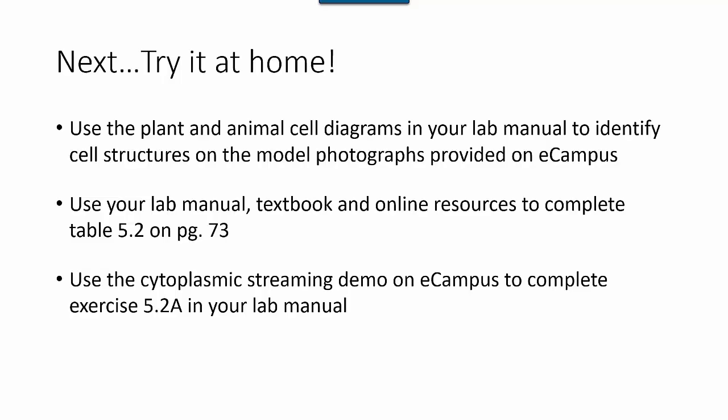Now it's time to try it on your own. Use the plant cell diagram on page 69 and the animal cell diagram on page 71 to label cell parts on the model photographs provided on eCampus. Be sure to familiarize yourself with these models, as they're the ones you'll see on your lab exam. After you're comfortable with the models, use your lab manual, textbook, and online resources to complete Table 5.2 on page 73 of your manual. Finally, you'll use the cytoplasmic streaming demo on eCampus to complete exercise 5.2a.